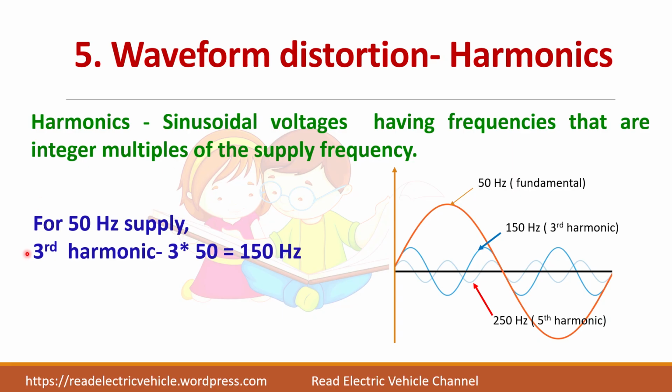For example, I am multiplying this 50 by an integer 3. 3 into 50 will give you 150 Hertz. So a waveform which has 150 Hertz frequency, I call it as a third harmonic. If I multiply 2 into 50, it will be 100 Hertz, then that is called a second harmonic. If I multiply by 5, it will be fifth harmonic. So you can see here, fifth harmonic is here. That is 5 cycles will be completed within the 50 Hertz cycle. Okay, then it is the fifth harmonic.